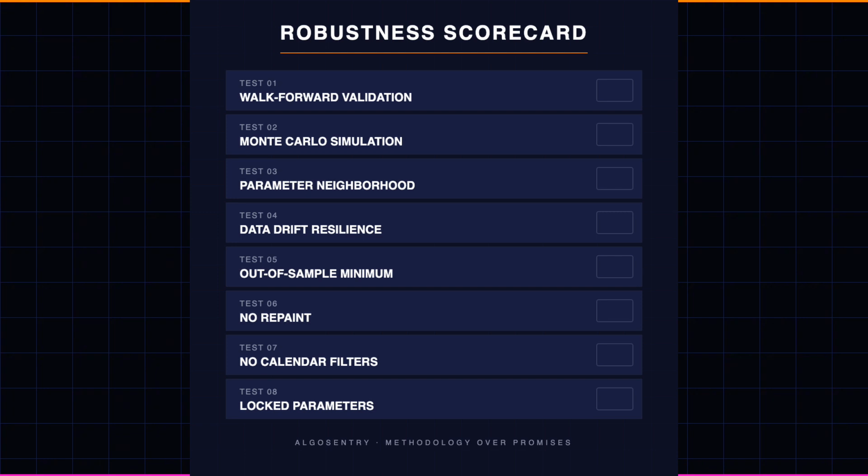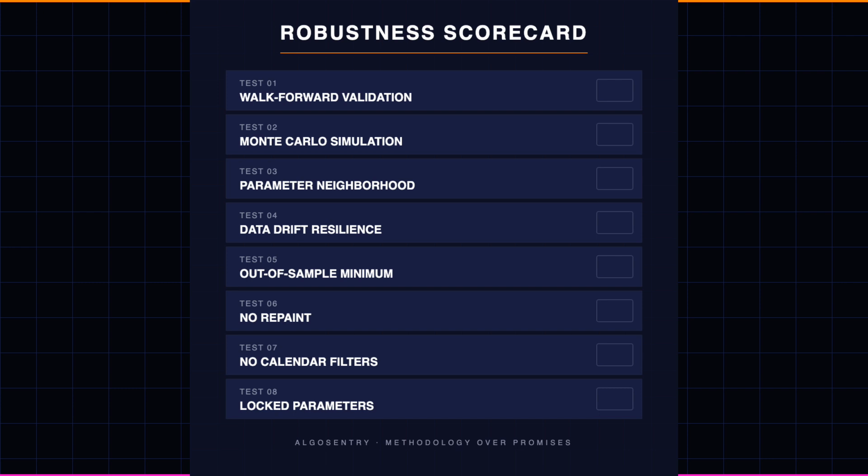1. Walk forward validation. Test on past, simulate the future. 2. Monte Carlo simulation. 10,000 alternate timeline runs. 3. Parameter neighborhood stability. Does it still work if I change the inputs by 1%? 4. Data drift resilience. Does it still work if the underlying data shifts slightly? 5. Out-of-sample minimum sample size. 500 trades minimum, or it's not a sample.